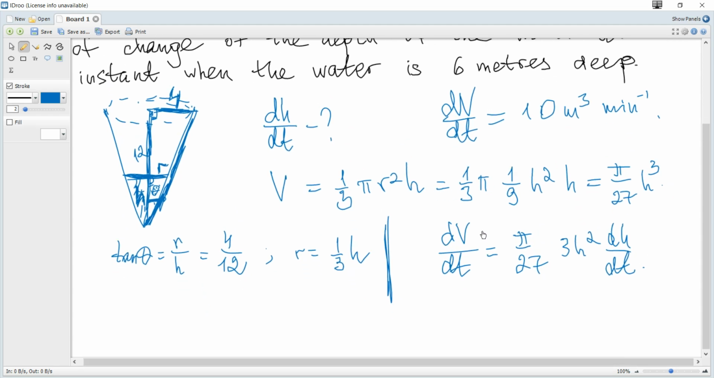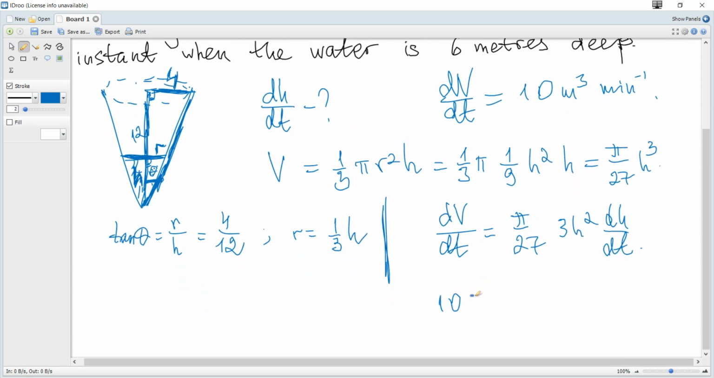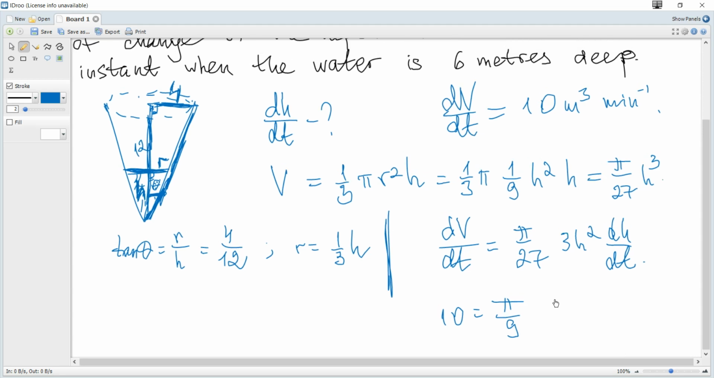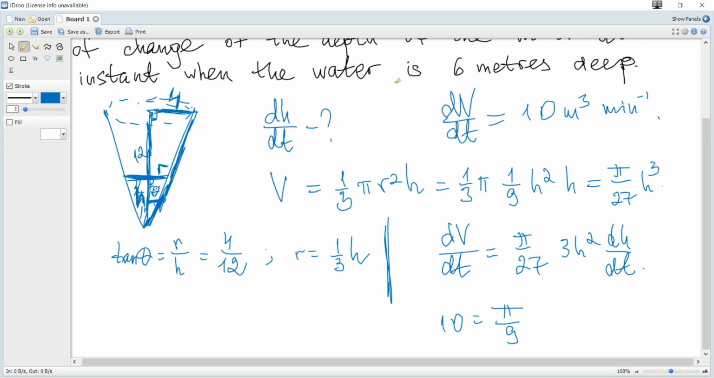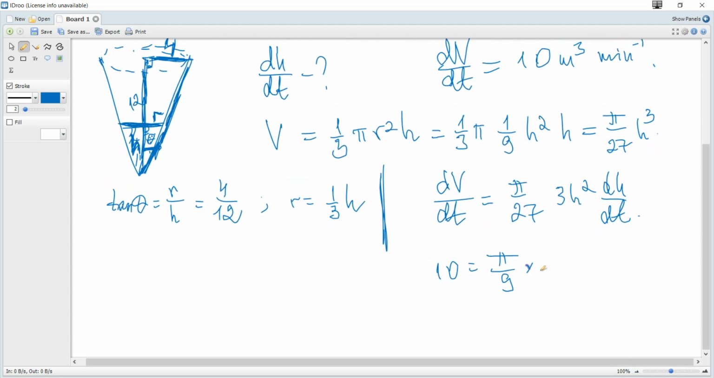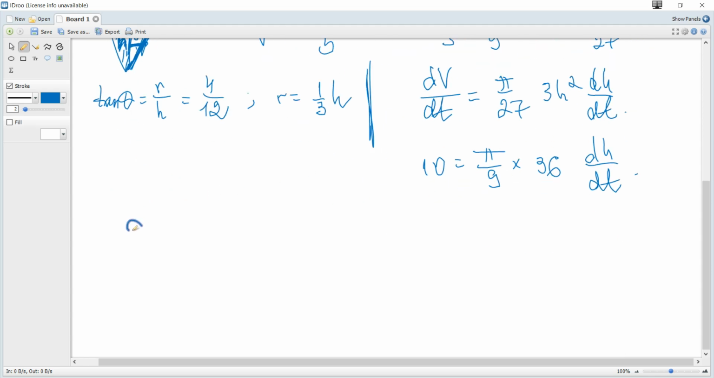So dV over dt, it's what? It's 10, it's pi over 27, and actually we can simplify, divide by 3, so it's pi over 9. H squared, what is h? When h is 6, so it's 6 squared, and dh over dt. And we need this dh over dt.